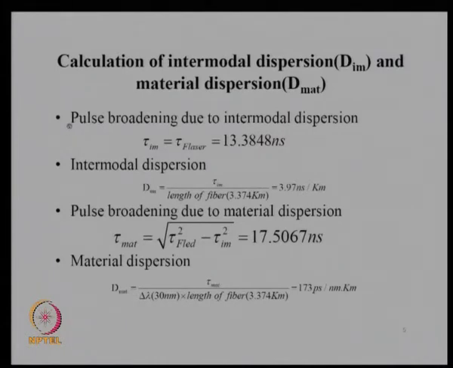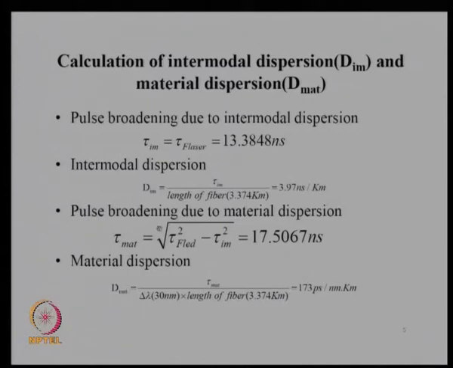From our previous argument, the pulse broadening due to intermodal dispersion is captured by the rise time of fiber for laser source. So, we take the pulse broadening due to intermodal dispersion as the rise time of laser source, which is 13.384 nanoseconds. From this, we calculate the intermodal dispersion as the pulse broadening due to intermodal dispersion tau Im divided by the length of the fiber, which is 3.374 kilometers. So we get intermodal dispersion as 3.97 nanoseconds per kilometer.